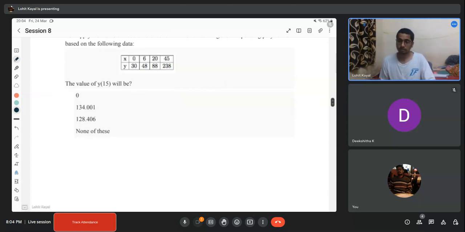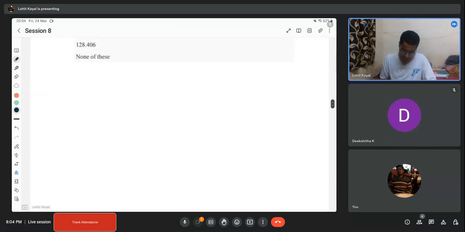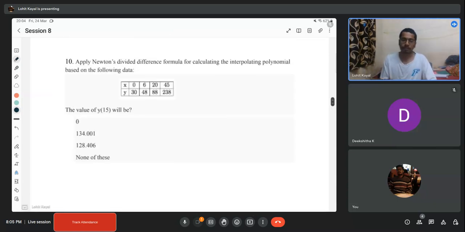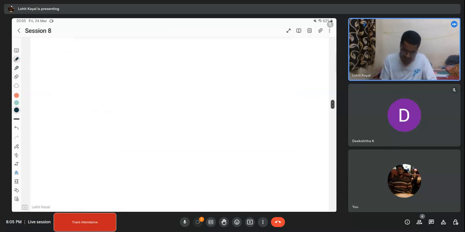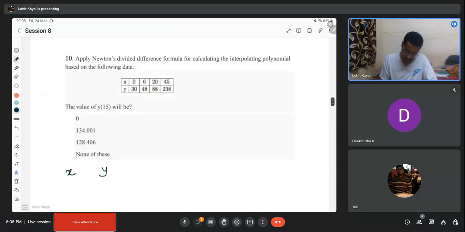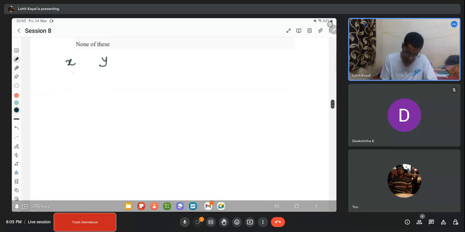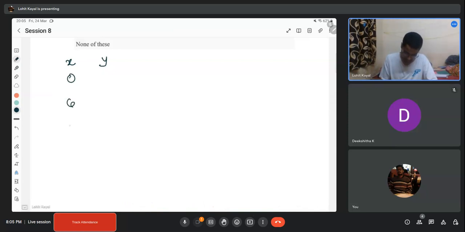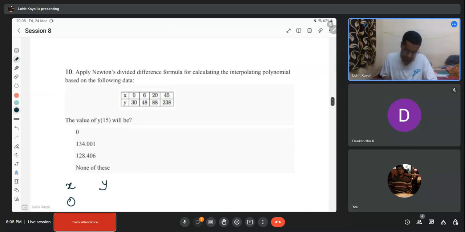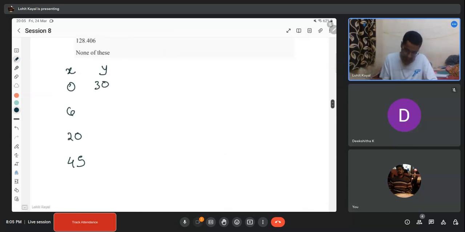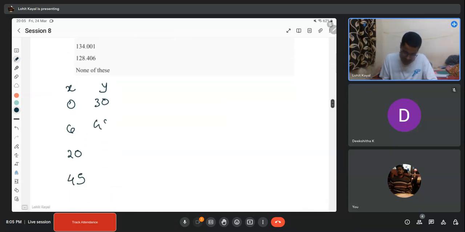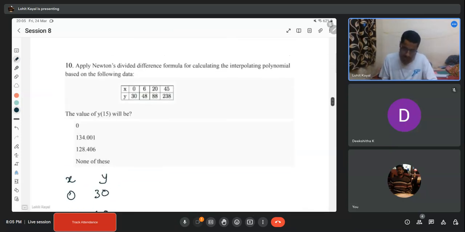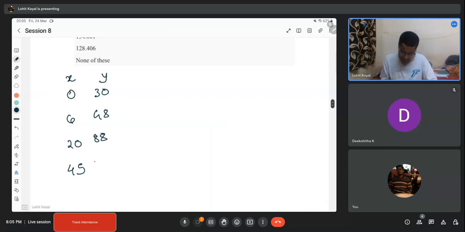Here you need to find a complete solution using the divided difference formula. First, I will again take help of the table. Let me first write down the data. This is x, this is y. X is 0, 6, 20, and 45, and y is 30, 48, 88, and 238.